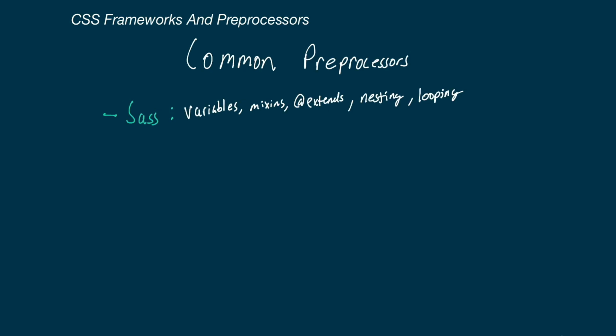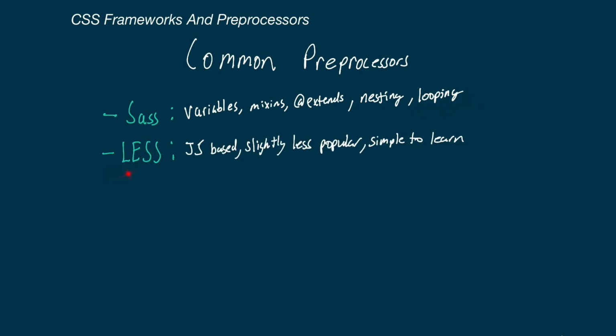Now let's take a look at preprocessors. There aren't quite as many of these out there, but there are still a ton of options to choose from. By far the most popular of these options is Sass, which is a language extension to CSS, providing its own syntax for some extra functionality. For example, it includes variables, mix-ins which allow you to reuse blocks of code, the ability for classes to extend one another, nesting syntax instead of needing complex combinators, looping syntax, and a ton more.